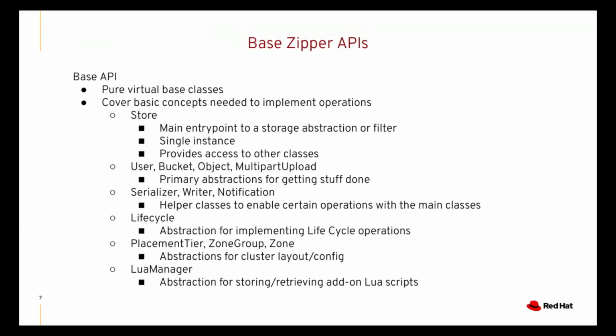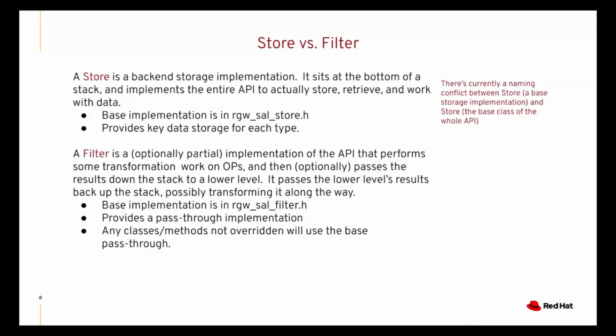There's a set of helper classes that let them help the main classes provide their work, such as a serializer or a writer, which is an asynchronous writing class. We provide lifecycle implementations, and we provide cluster layouts, such as zones and zone groups. And then RGW has the ability to embed Lua scripts, and so we provide a Lua manager that allows you to store and retrieve Lua scripts in your store.